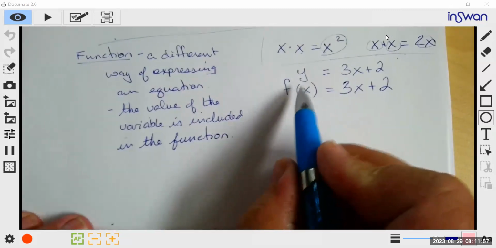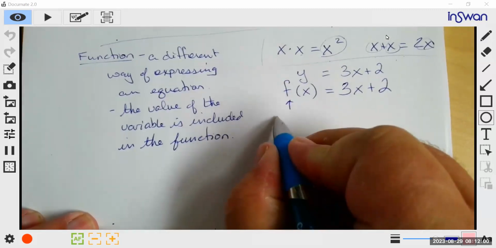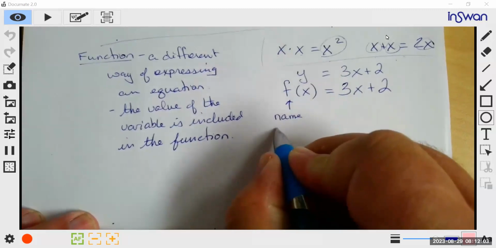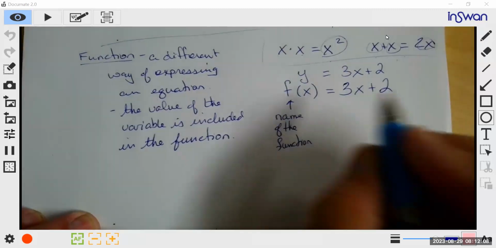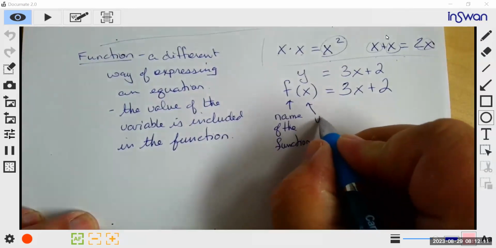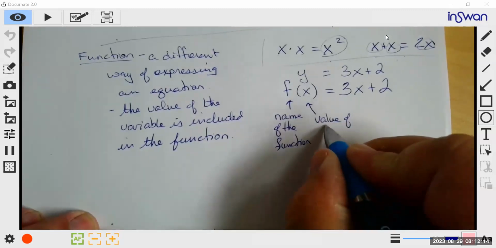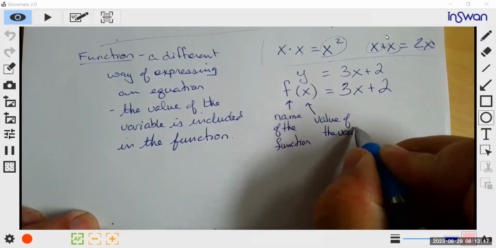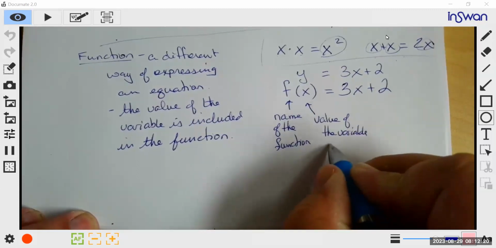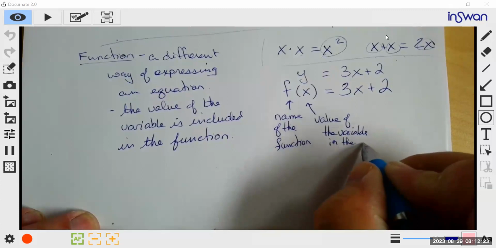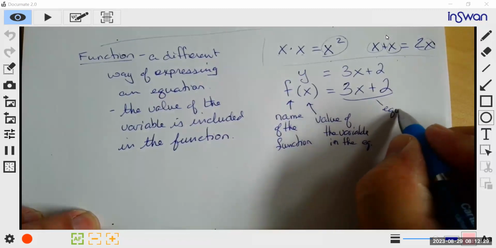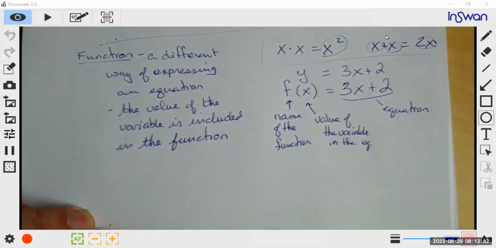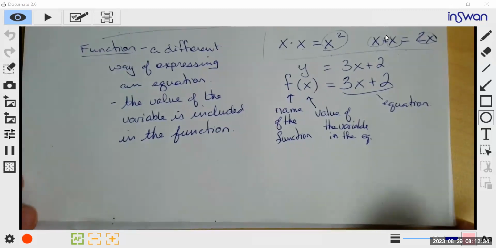How do we know that's a function? Because it has the name of the function, the value of the variable in the equation part, and you have the equation. It makes it much easier to write.